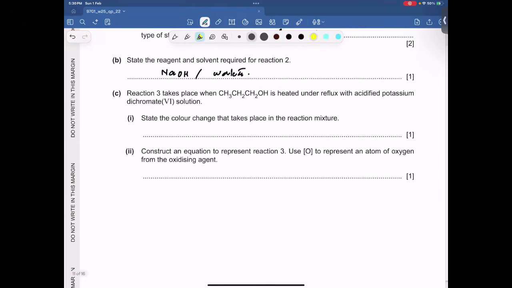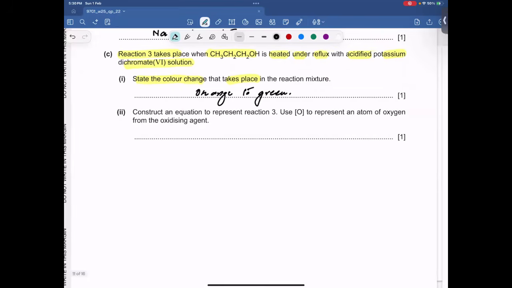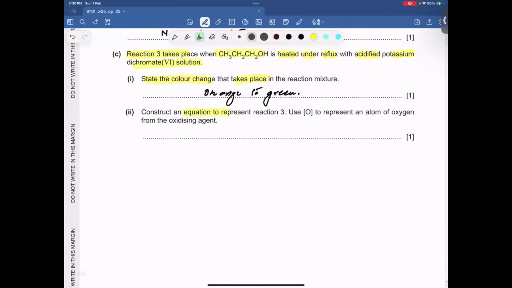Reaction 3 takes place when ethanol is heated under reflux with acidified potassium dichromate(VI) solution. That's what I've told you, right? State the color change that takes place: orange to green, because potassium dichromate has an orange color. When it is involved in the reaction, it will turn into green. And the green color, chromium(III) ions have a green color, okay? Construct an equation to represent reaction 3 using [O] to represent the oxidizing agent.